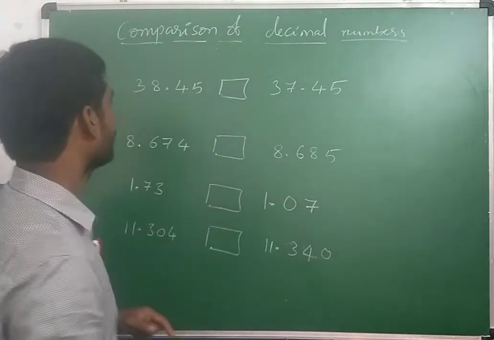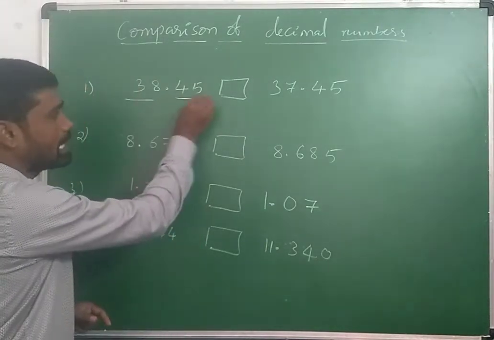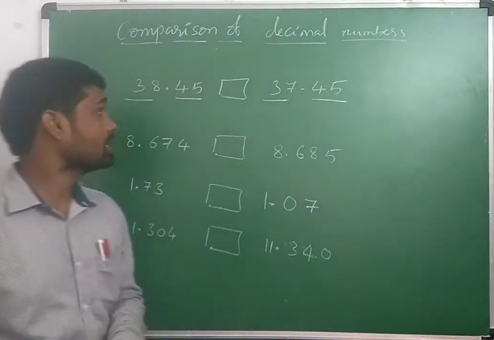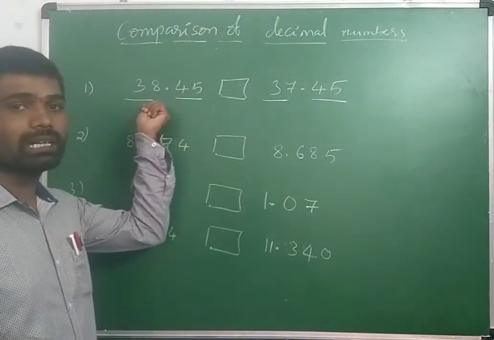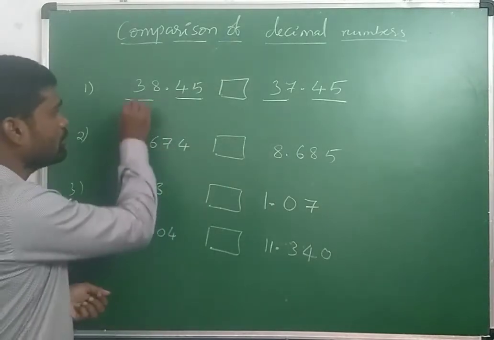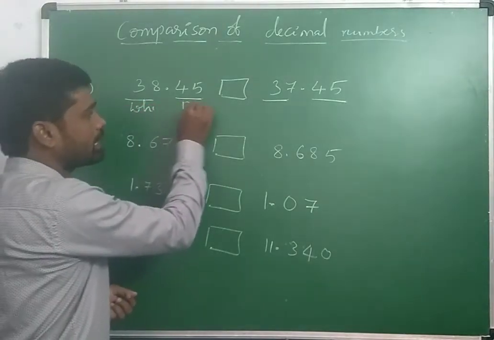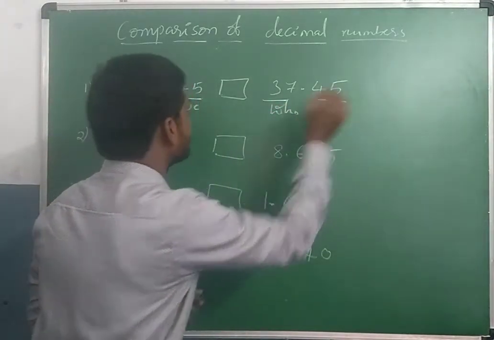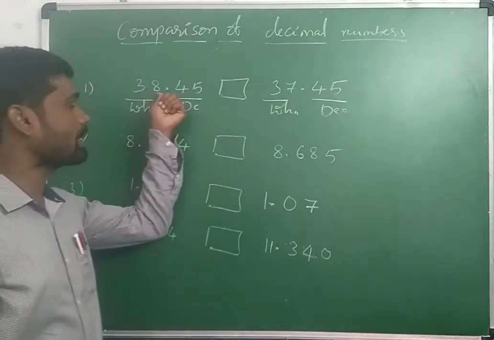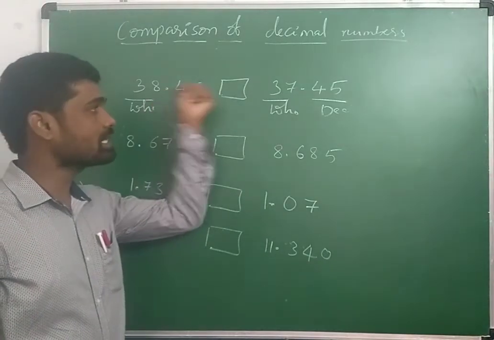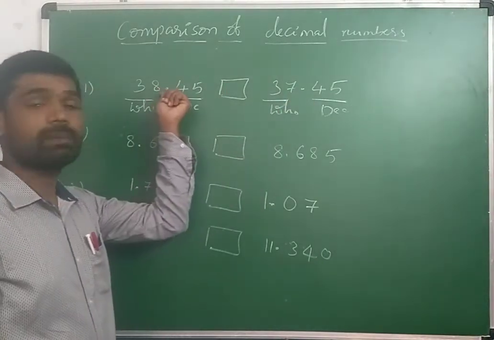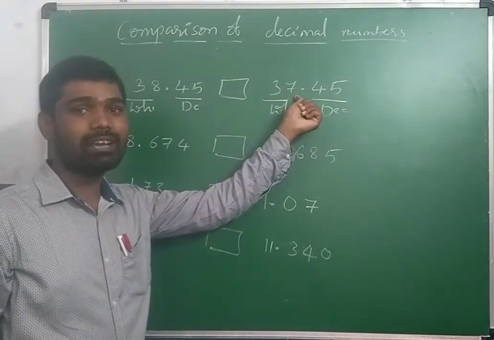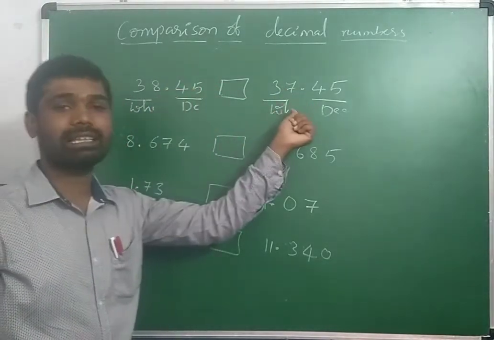Let us observe. Here we have the whole number part and the decimal part. See the whole part here, 38. Here also, the whole part and the decimal part. First, let us observe the ones place in the whole parts. What is the ones place here? 8. And what is the ones place here? 7. So clearly we can say that 8 is greater than 7.